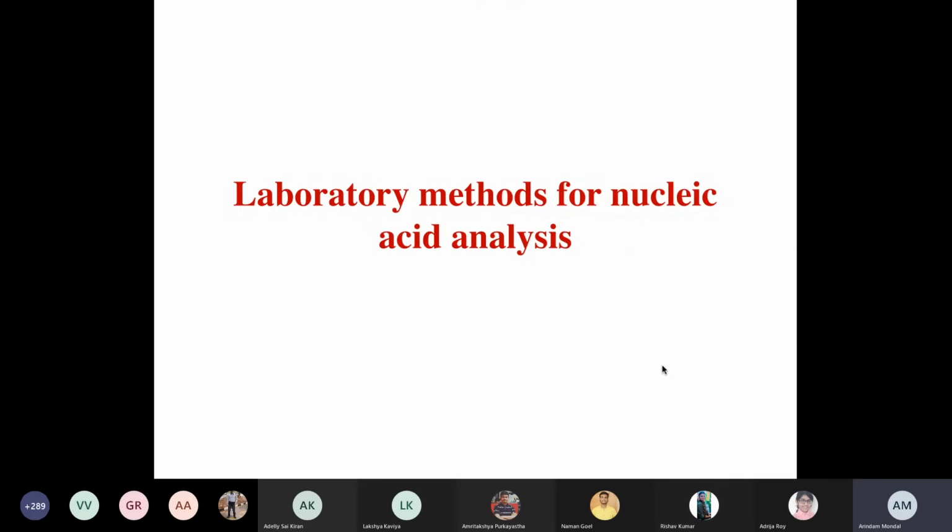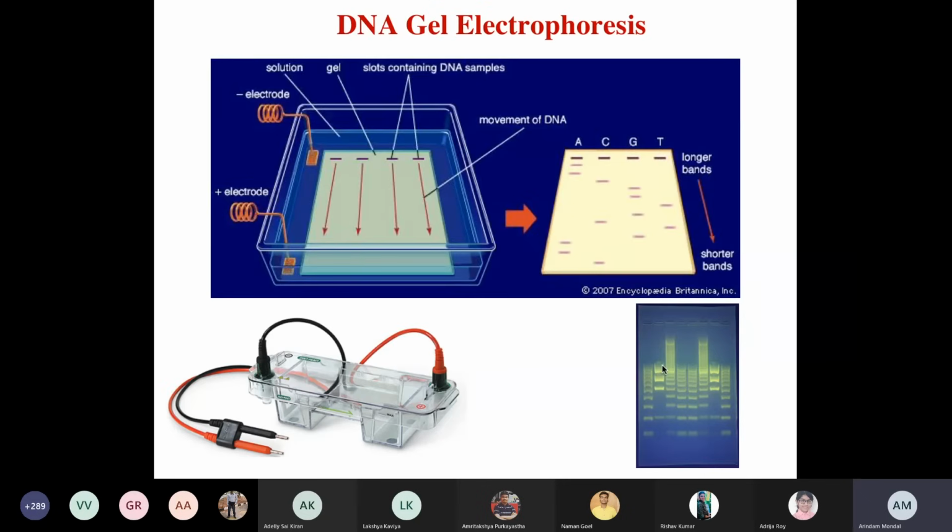Okay, so first of all, is it possible to visualize the DNA in the laboratory? And is it possible to separate different DNAs from each other based upon their molecular weight? We have already discussed the density gradient centrifugation process, where you can separate different DNAs from each other.